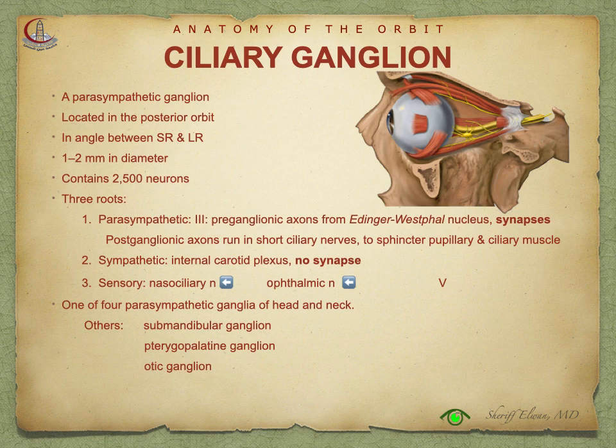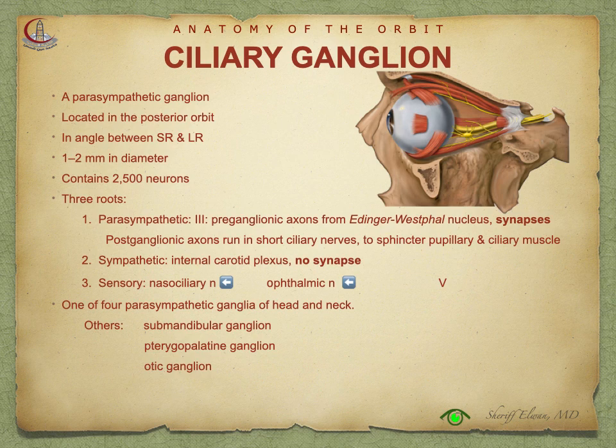The ciliary ganglion is an important structure within the orbit. It's a parasympathetic ganglion, one of the 4 parasympathetic ganglia in the head and neck. The others are the submandibular, the pterygopalatine, and the otic ganglia. It's located in the posterior orbit at the angle between the superior rectus and the lateral rectus, 1 millimeter in diameter, containing 2,500 neurons. It has 3 roots: parasympathetic, sympathetic, and sensory roots.